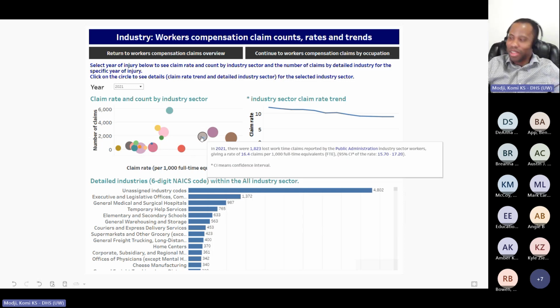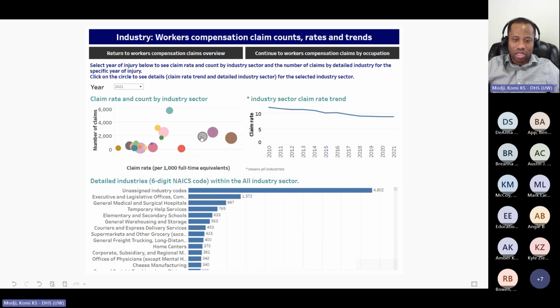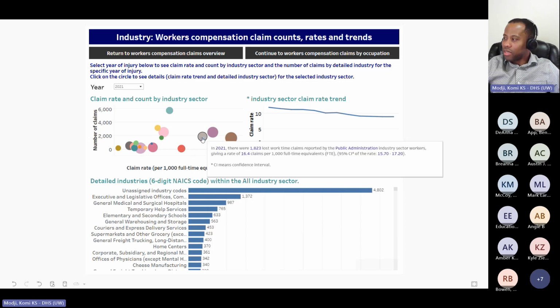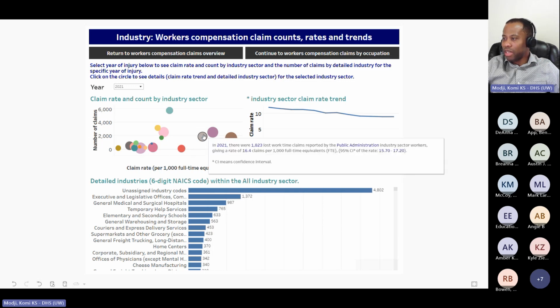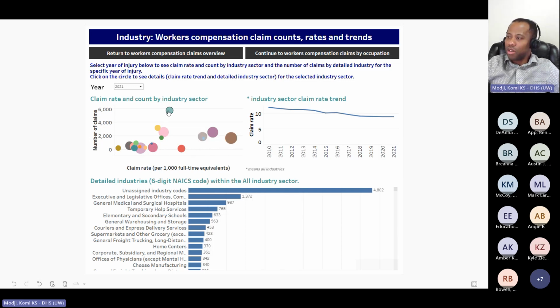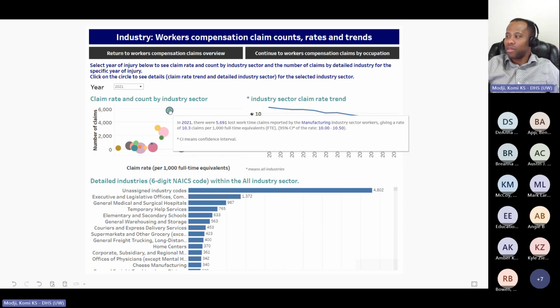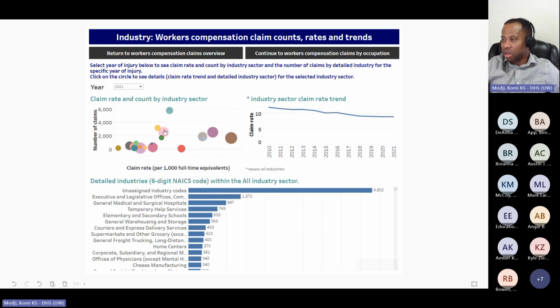Public administration, under which environmental and occupational health specialists fall, is the third one in terms of claim rate. But again, there are a lot of workers under this. In terms of claim count, we have manufacturing workers. They have the highest claim count, and the top 5 or top 10 industries with the highest claim rate.